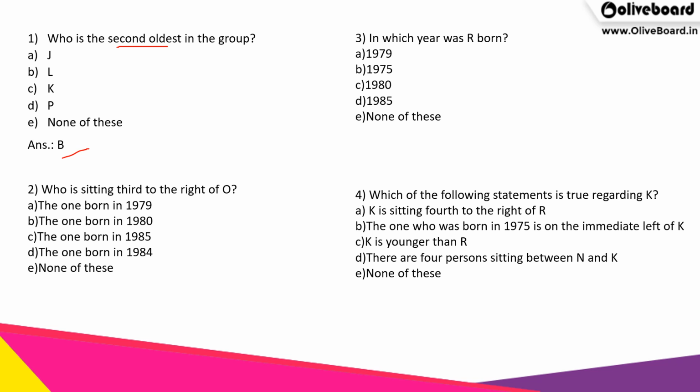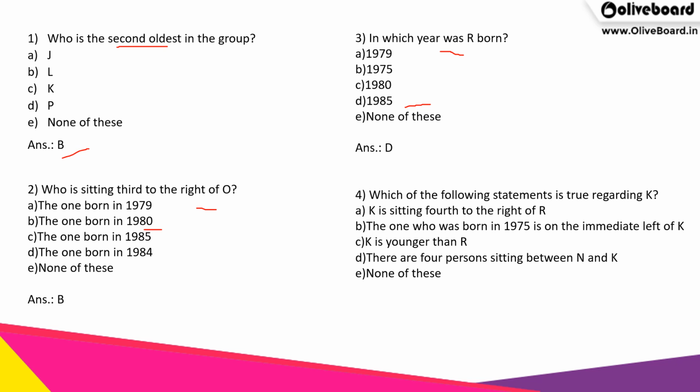Second question, who is sitting third to the right of O? So after finding the solution, we know what the answer is. It is B, the one who was born in 1980. The third question is, in which year was R born? Here the answer is D, which is 1985. So he is the second youngest in the group.